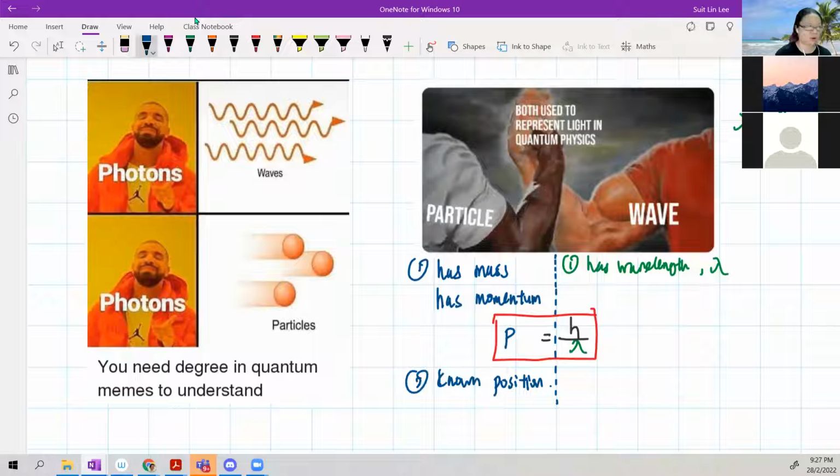For example, you know where you are now. I'm sitting in my room on my chair. So if I know where you are, I know where your energy is. So because of this, we know the position. Energy is quantized or discrete.